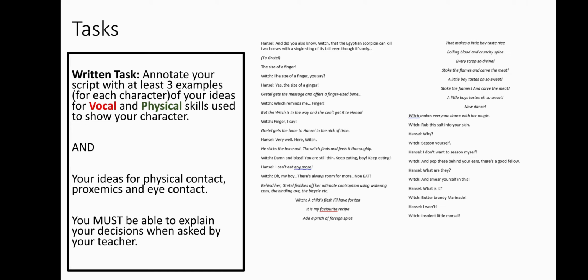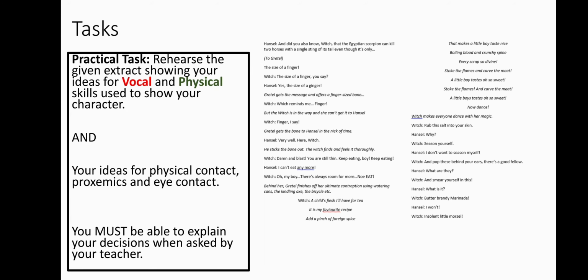Now we're going to move on to the main activity. Written task. Annotate your script with at least 3 examples for each character of your ideas for vocal and physical skills used to show your character, and your ideas for physical contact, proxemics, and eye contact. You must be able to explain your decisions when asked by your teacher. You may annotate, make notes on your script.